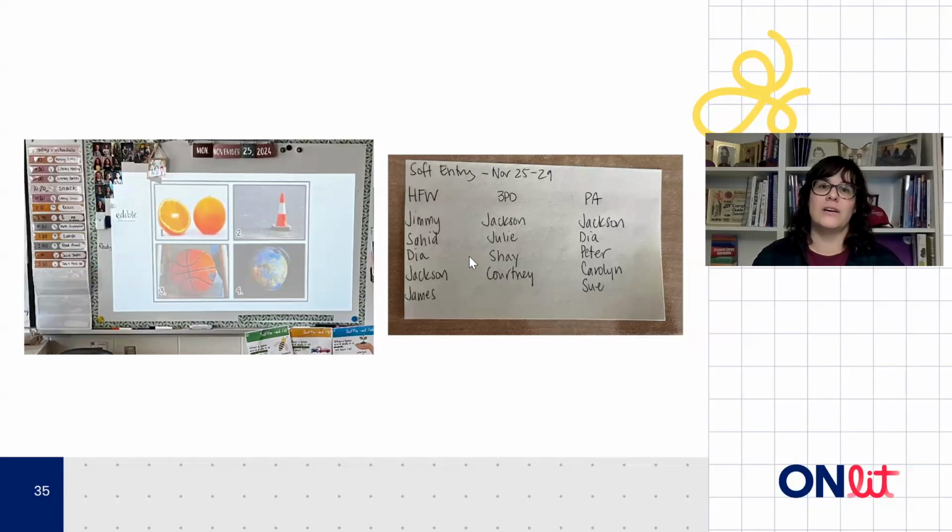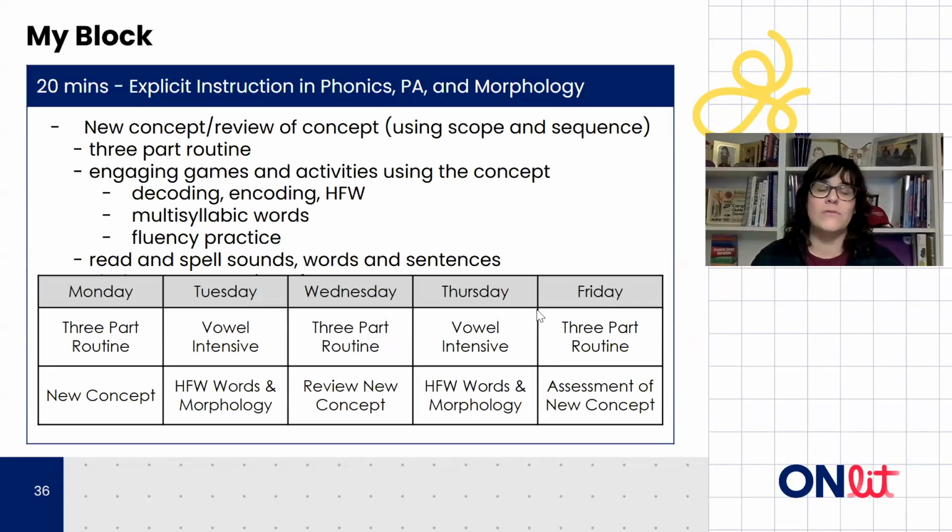You can also see here that these are obviously not the actual names of my students, but this is the list that I keep for soft entry. The list of kids who need support with high frequency words or the 3-part drill, or if they're doing phonemic awareness. And as those kids show up, I can just check off the list that I've met with them, and I can do it in small groups, but I have it all ready to go. That's in that soft entry. We then move into our explicit instruction in phonics, phonemic awareness, and morphology.